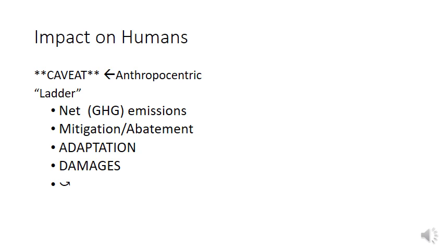This might be problematic. It's consequentialist in that we care less about process and more about outcomes, and it doesn't give any inherent weight to animals or nature, just us, but it helps us to simplify and streamline how we are thinking about impacts.